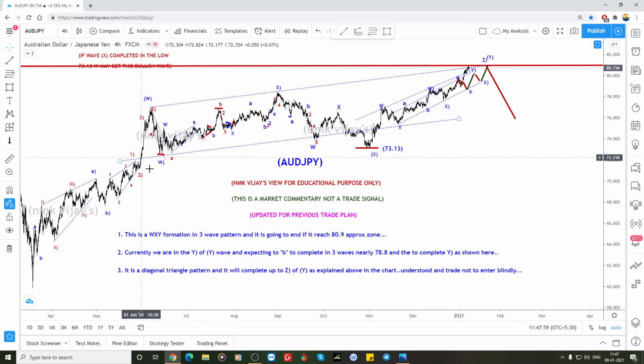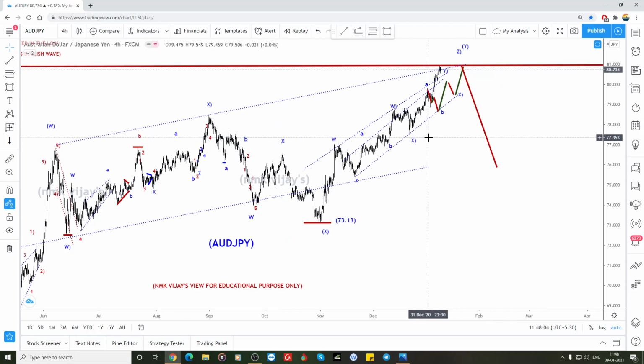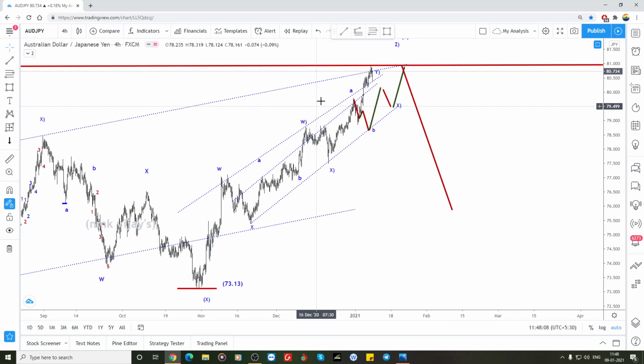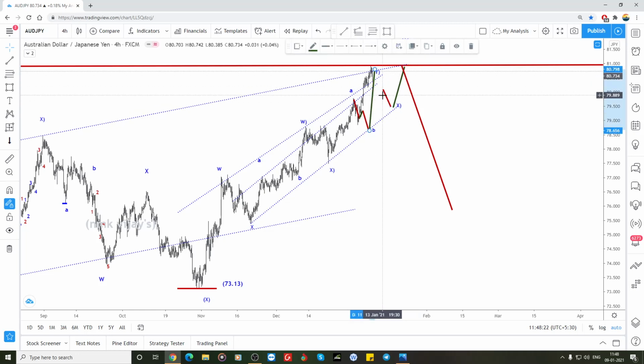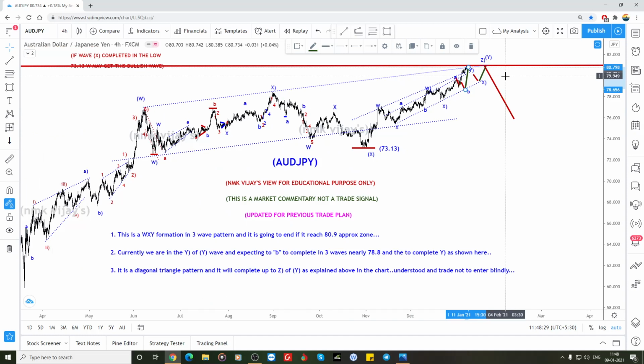W, X, A, B, C is the Y, and this is the X, and this is the Z wave. Whether it is doing the Z wave, as of now it has completed only the Y wave. One more three-wave structure is also possible for the X, and then again this wave. We just finished only this portion, so here we need one more three-wave structure, and then it can go back for that Z wave to complete it.